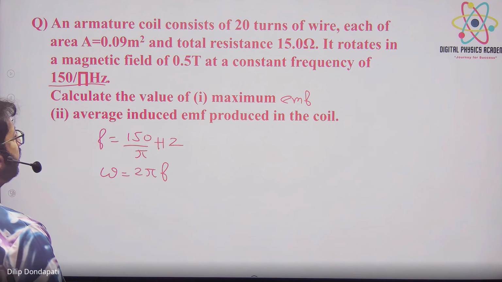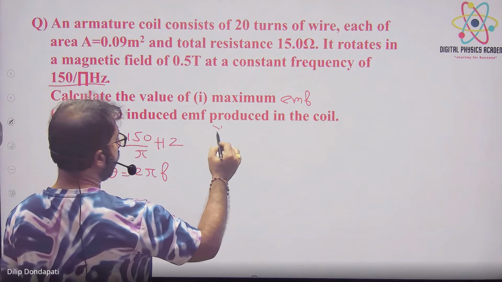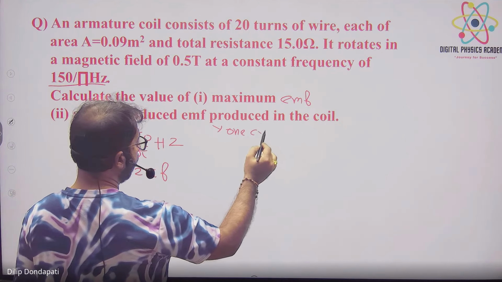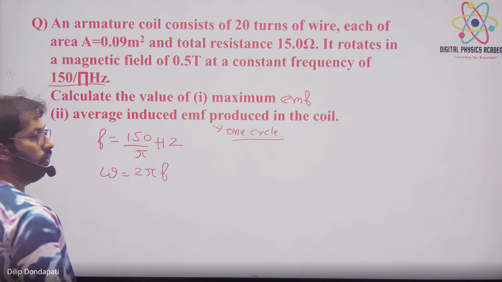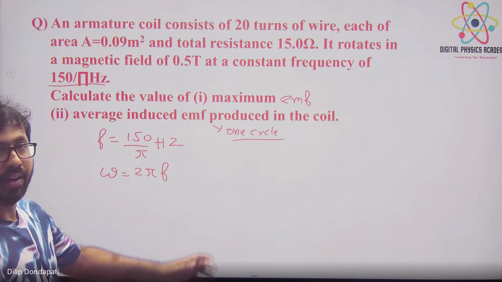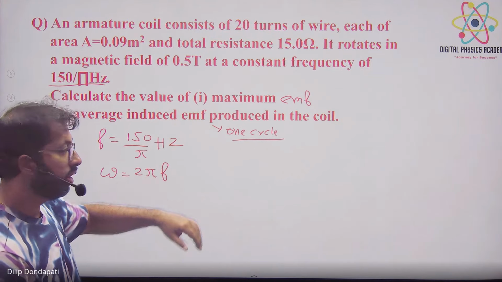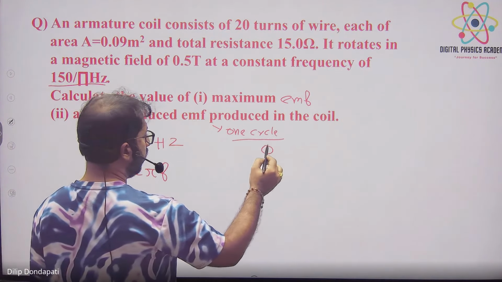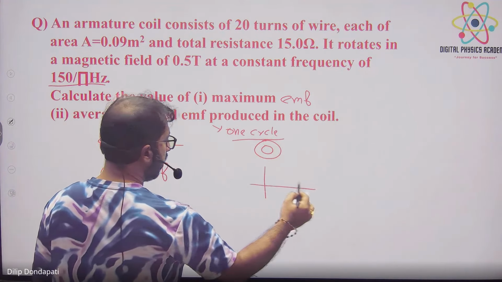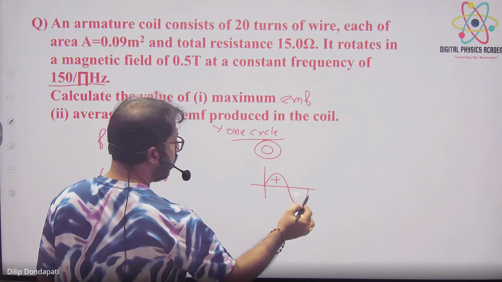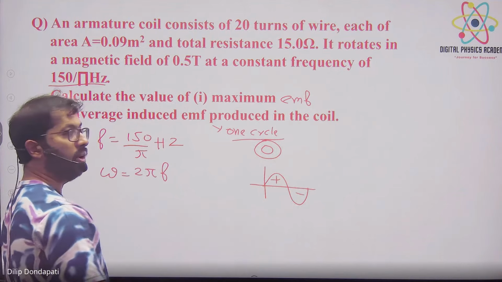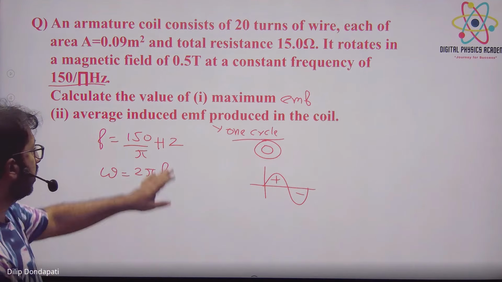And the average induced EMF produced in the coil for one complete cycle, how much is it? It is 0, because as much as it is positive, that much will be negative. So the average EMF will always be 0 for a complete cycle. So the second answer is 0.